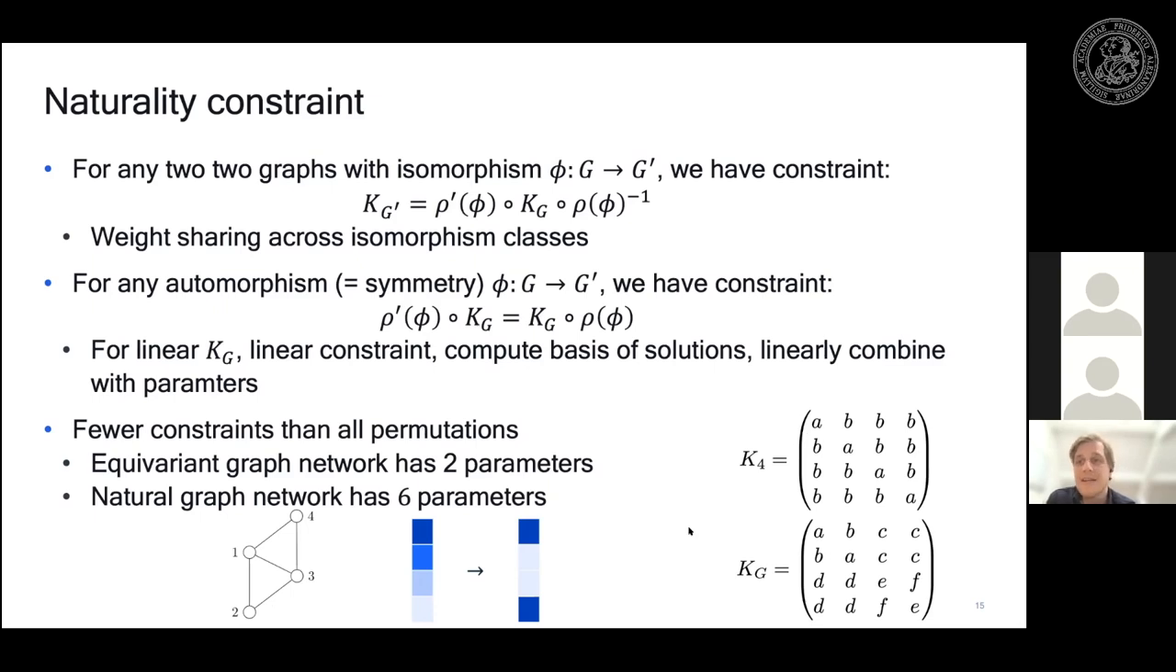So in this particular case, the natural graph network between these two graph features has six parameters, indicating that the natural graph network is more expressive than the equivariant graph network, because the natural graph network is specific for each graph and is only constrained by automorphisms, whereas the equivariant graph network is the same for all different graphs and constrained by all permutations.